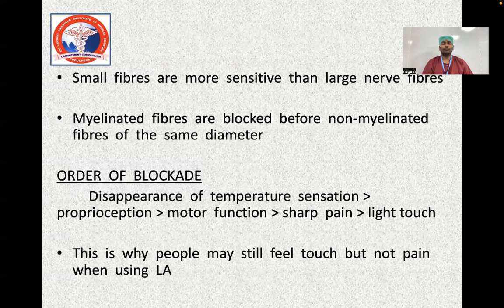Small fibers are more sensitive than large nerve fibers. Myelinated fibers are blocked before non-myelinated fibers of the same diameter. The order of blockade is disappearance of temperature sensation, then proprioception, then motor function, then sharp pain, and then only light touch. This is why people may still feel touch but not pain when using local anesthetics.